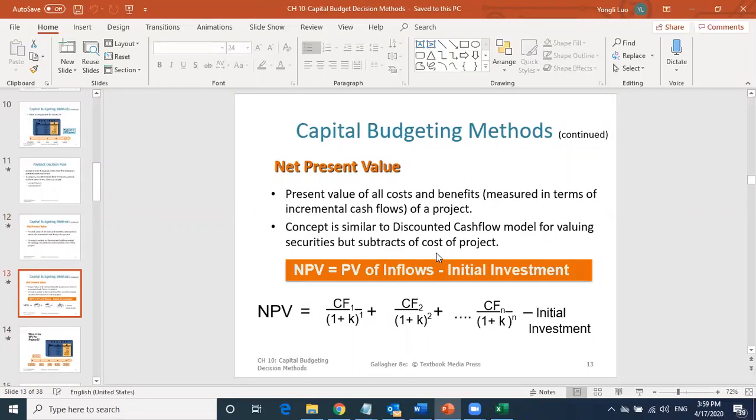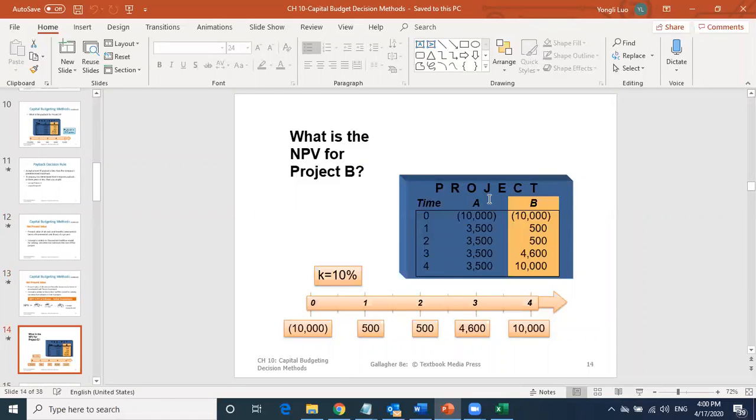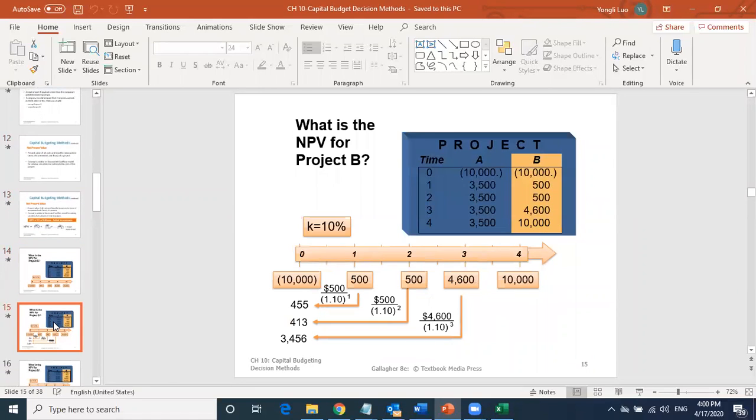So the net present value is going to measure the real value of the future cash flow. You take the discount of that future cash flow and compare it to the present. So for example, you have this project, and what is the net present value? For net present value, you have to do a discount. You discount like project B, right? Project B, you discount that if you know the interest rate is 10%.